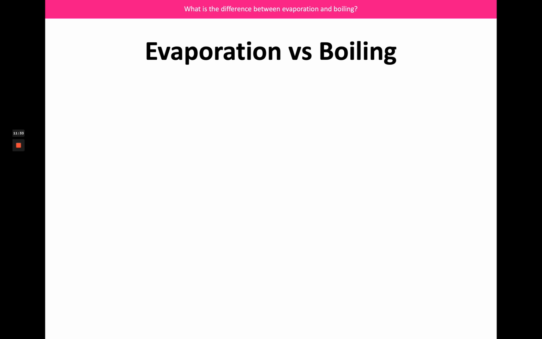So how do we know whether to use evaporation or boiling? So boiling is something that happens at a specific temperature. It happens at the boiling point. So boiling is only going to happen to water at 100 degrees Celsius. Evaporation is a state change which can happen below the boiling point.